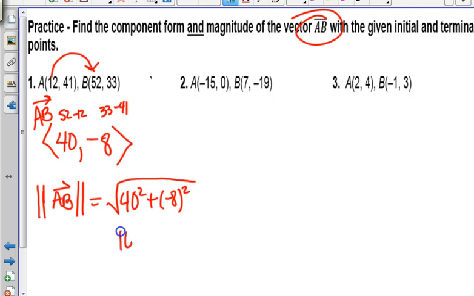Square root of 1664. Did anybody get that number? Oh my goodness, I cannot type today. Yes, I got 40.8 as well. That's fine, yeah.